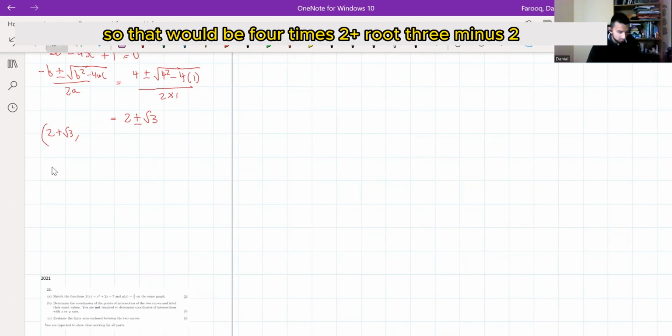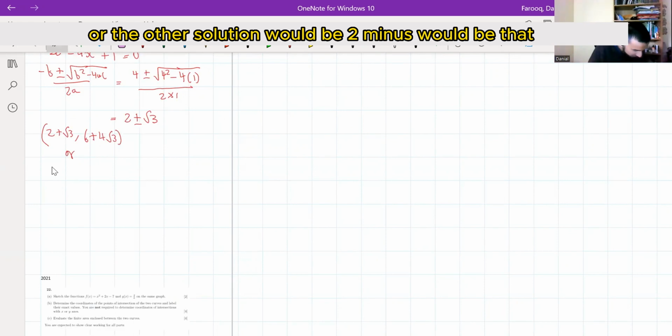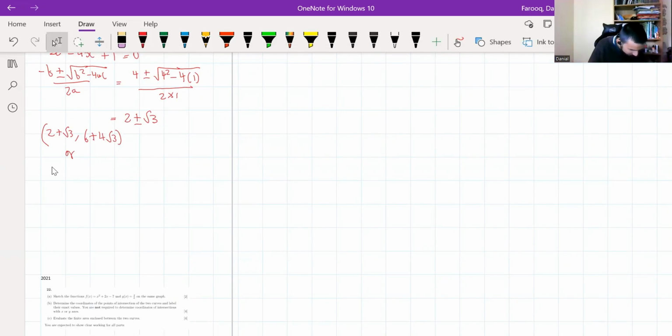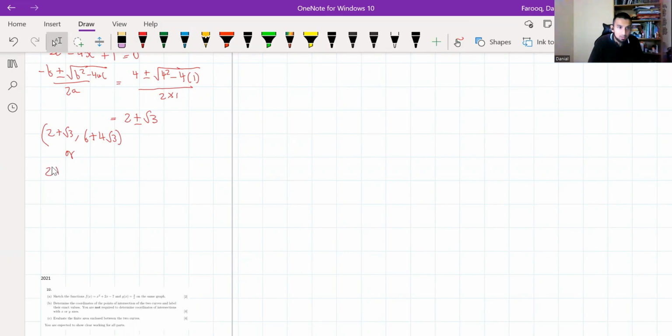Yeah, because we know that y equals 4x minus 2. So that would be 4 times (2 plus root 3) minus 2, which should give us 6 plus 4 root 3. Or the other solution would be 2 minus root 3 there, and that would be 6 minus 4 root 3.